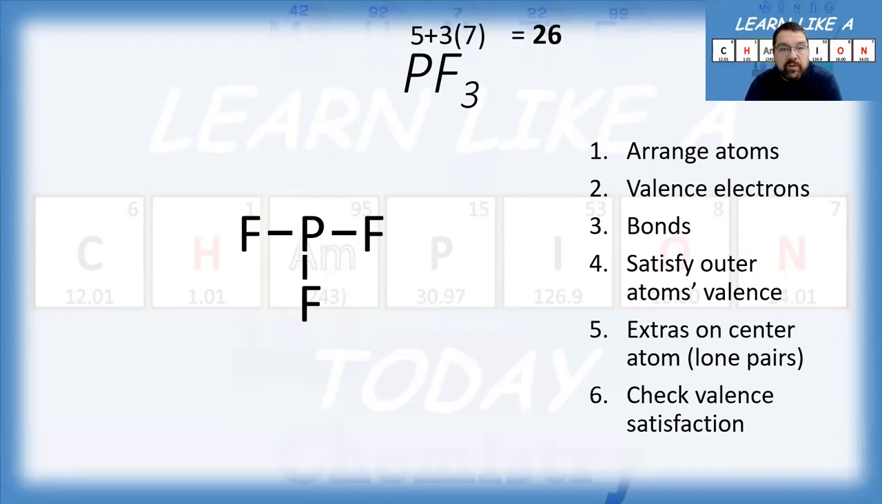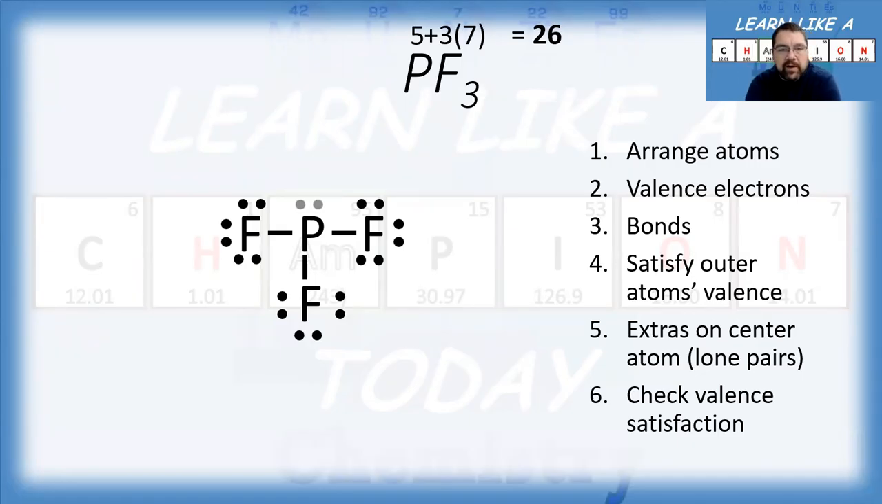First place to distribute is bonds. Then we take care of the outside atoms and their valence shell needs. Each of those fluorines is going to need 6 more electrons to fill the octet. And so between the bonding electrons, that took us down to 20. And now we've got 6 electrons rather on each of the fluorines. 6 times 3, that's 18. We've got 2 left over, 2 electrons.